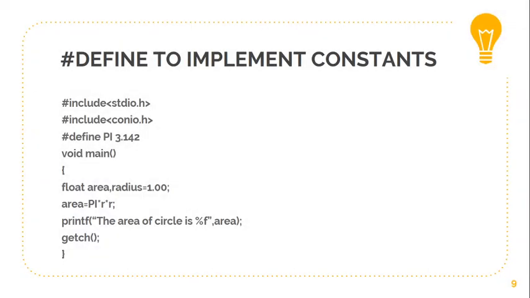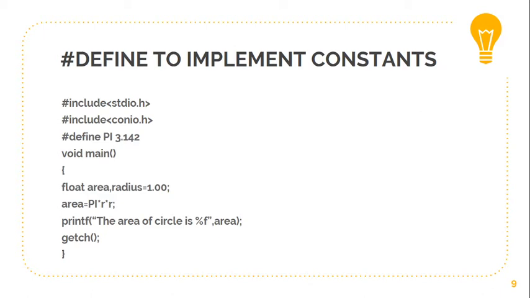Let's see with an example. Here I have included two files, which by default we are going to use: standard input output, then console input output. Here I have taken hash define PI 3.142. What is the value of pi? In my program it is 3.142, as defined by the macro substitution.